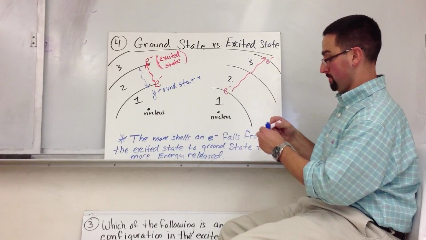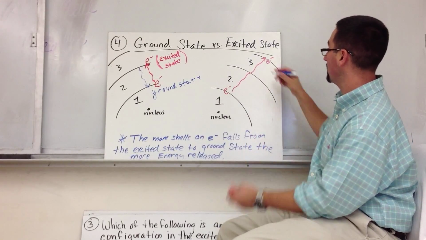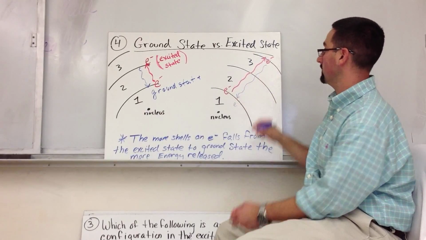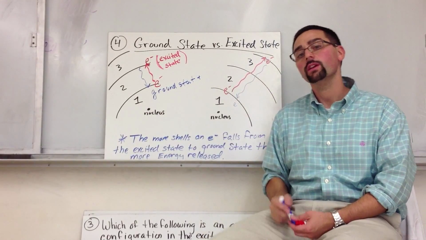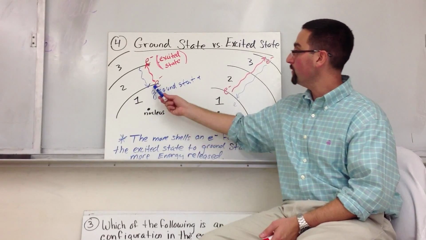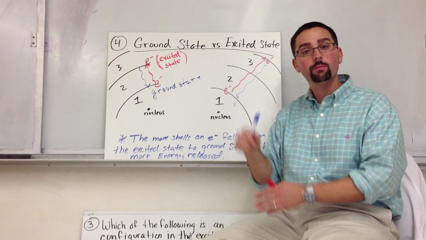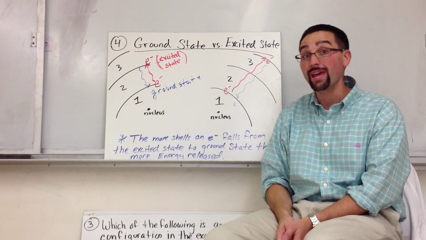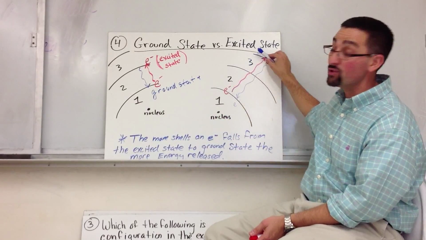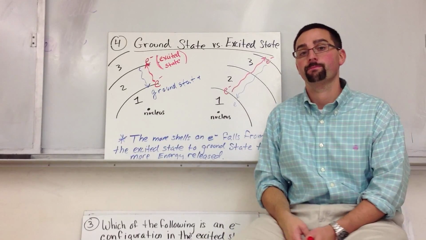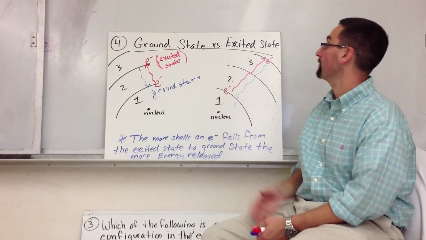Likewise, if the electron came back down from its excited state, it would lose more energy. Think about it. If you fell from a step onto the ground, the amount of potential energy is not as great as if you fell from 2 steps. 2 steps would usually hurt more than 1 step. And that's ground state versus excited state.